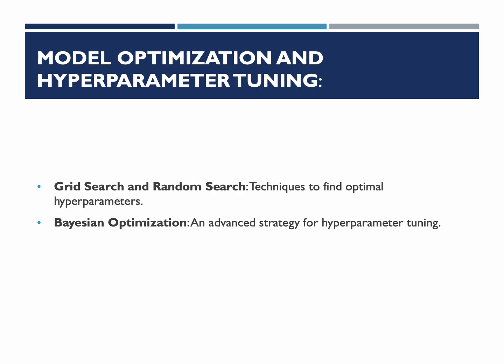So here next we have model optimization and hyperparameter tuning. In machine learning, the performance of a model can often be significantly improved by adjusting the hyperparameters, settings that are not learned from the data but set before training. So let's see some common techniques for model optimization and how we can effectively tune hyperparameters to achieve the best possible performance. So first is grid search and random search.